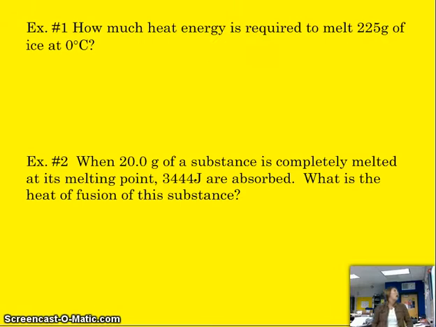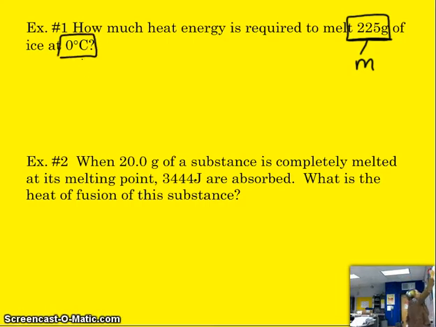For example, how much heat energy is required to melt 225 grams of ice at 0 degrees Celsius? So, when I read these questions, I find a number and identify my variables. The first number I see here is 225 G. G is the abbreviation for grams. Grams is the unit of mass. So this is the M in my equation. Ice at 0 degrees Celsius. This is a temperature, okay? That is the temperature we're at. So if you want to call it TI, that's fine. But notice we're not changing.